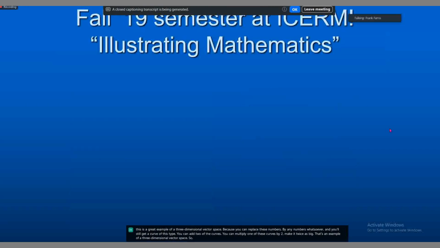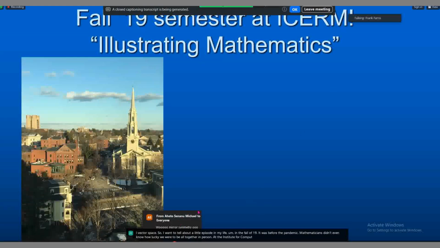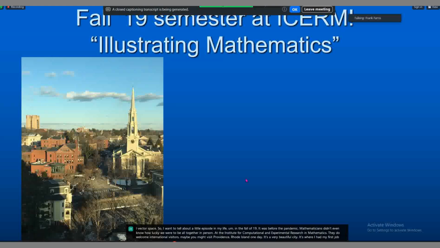So I want to tell about a little episode in my life. In the fall of 2019, it was before the pandemic. Mathematicians didn't even know how lucky we were to be all together in person at the Institute for Computational and Experimental Research in Mathematics. They do welcome international visitors. Maybe you might visit Providence, Rhode Island one day. It's a very beautiful city. It's where I had my first job. Looking out across this beautiful New England city, I'm a Californian, but this New England city is especially beautiful. This is what you see from the lecture hall.